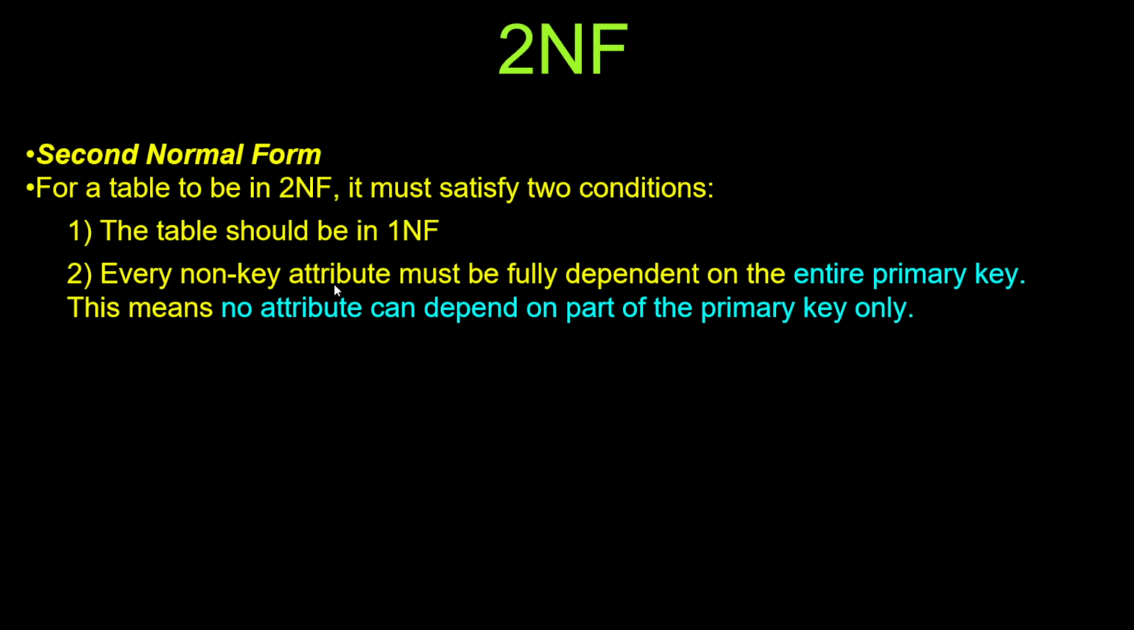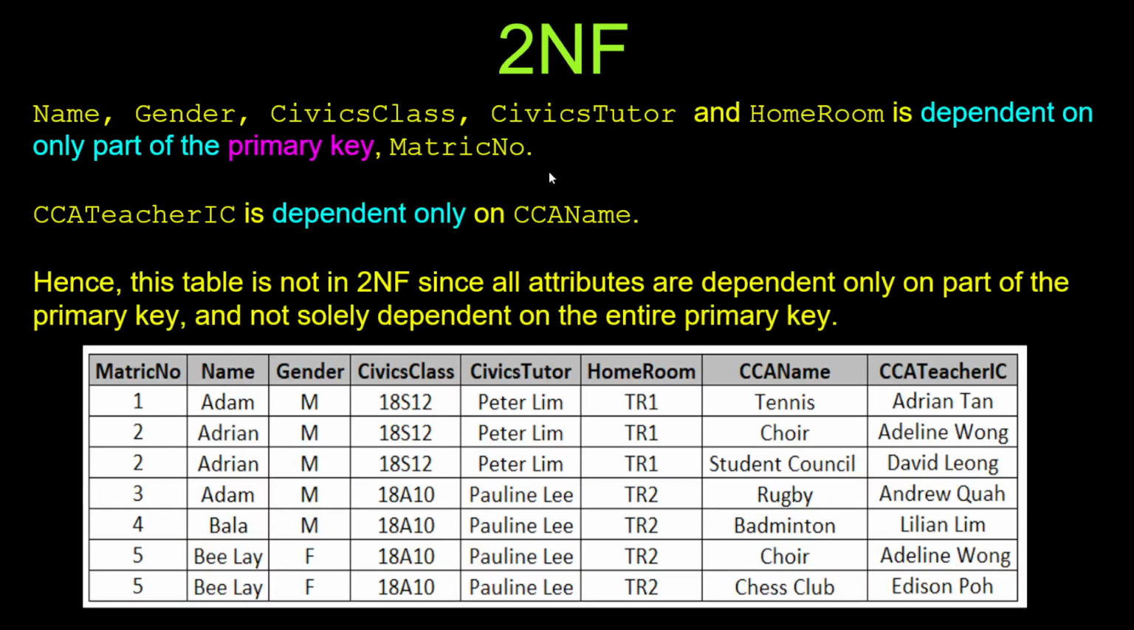Right. So let's see what we have here. So let's look at this column now. Okay, so let's look at this line by line. Name, gender, civics class, civics tutor, and homeroom are dependent on part of the primary key. So in this case, the name of the student, gender, civics class, civics tutor, homeroom are all dependent on the metric number. Okay, but remember this table here, our primary key is a composite key consisting of the metric number and the CCA name.